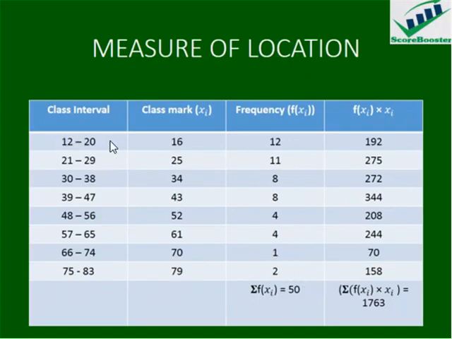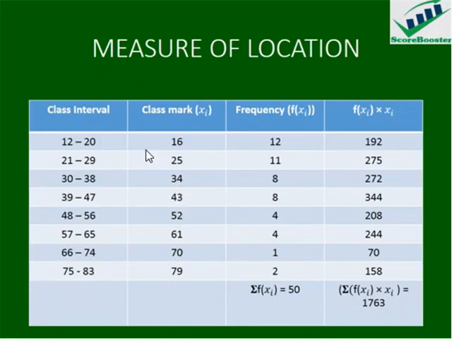So now here we calculate the class mark for this. To calculate the class mark, we add the lower class limit to the upper class limit and divide by 2. So 12 plus 20 is 32. 32 divided by 2 will give 16. So 21 plus 29 is 50. 50 divided by 2 will give 25. Do the same thing for all other class intervals. So we have 16, 25, 34, 43, 52, 61, 70, and 79. So these will represent the items. The class mark here will represent the items.